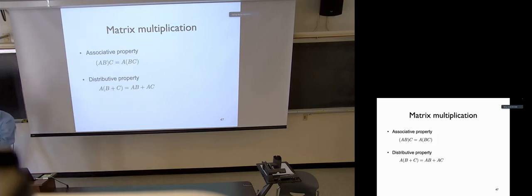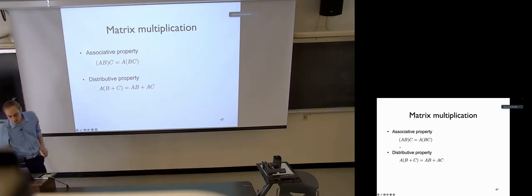And these matrices have several properties. For example, matrix multiplication has something called the associative property. So for A times B times C, we can first multiply A times B, or first multiply B times C, and we still get the same result. And we also have the distributive property. So A times (B plus C) is equal to AB plus AC.